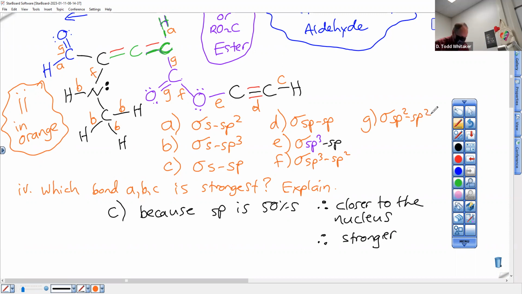Once again, why is the oxygen sp2? It's got one sigma, two lone pairs, that's three things, sp2. And G, H and H. Sigma between an sp2 on one of the atoms, and that central one is sp. Sigmas are almost done. I think we're down to 2.